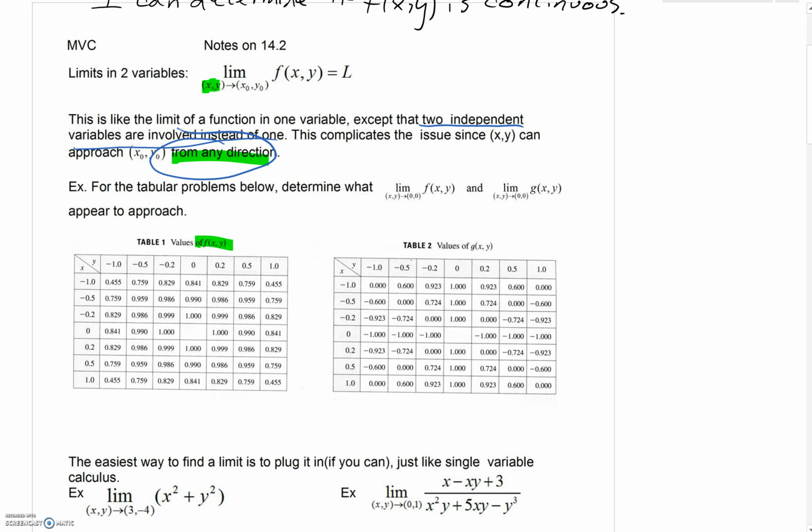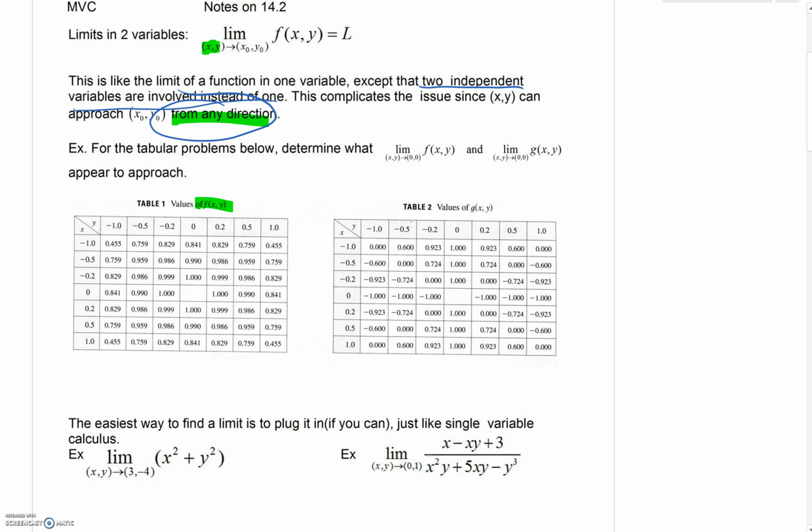In the past, last year and in previous years, we'd have x approaching a number. You could only approach it from the right side or the left side. Now life gets a lot more complicated. A table would really help us out here.